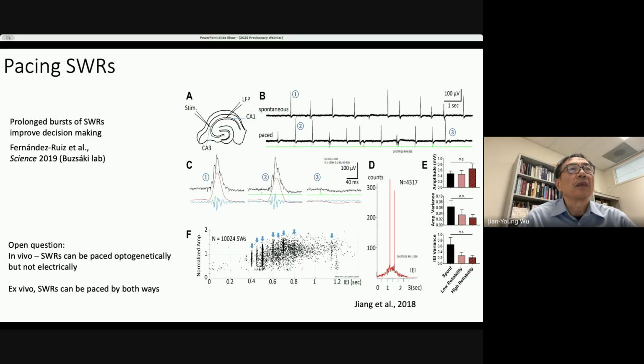We know that in vivo, if more sharp waves can be generated, or the burst of sharp waves is prolonged, that will make the animal make better, smarter decisions. However, if you use the electric field to try to promote the sharp wave, in slices it works, but in vivo it didn't work. So this is still an open question: how to pace the sharp waves in the hippocampal slices.